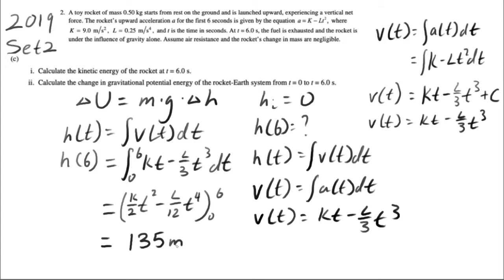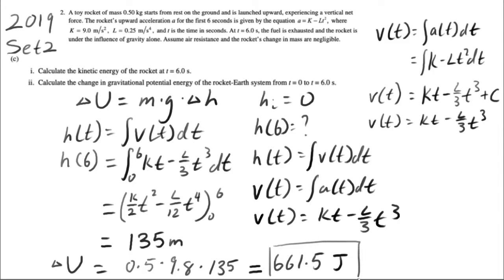And remember, we're trying to find the change in gravitational potential energy, so this is not our final step. So you got the height at 6 equals 135 meters, and you can plug that into this equation to get that delta potential energy equals 0.5 times, I like to use 9.8, times 135 meters, which equals 661.5. Since we're talking about net energy, the unit is joules. That is your answer for part C-II.